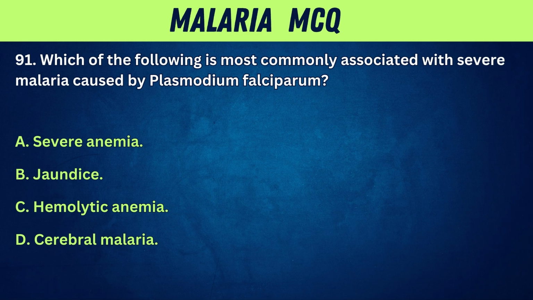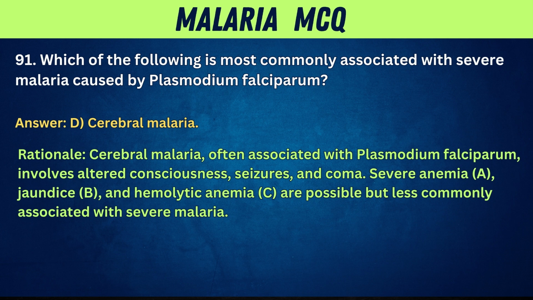91. Which of the following is most commonly associated with severe malaria caused by Plasmodium falciparum? A. Severe anemia. B. Jaundice. C. Hemolytic anemia. D. Cerebral malaria. Answer: D. Cerebral malaria. Rationale: cerebral malaria, often associated with Plasmodium falciparum, involves altered consciousness, seizures, and coma. Severe anemia, A, jaundice, B, and hemolytic anemia, C, are possible but less commonly associated with severe malaria.